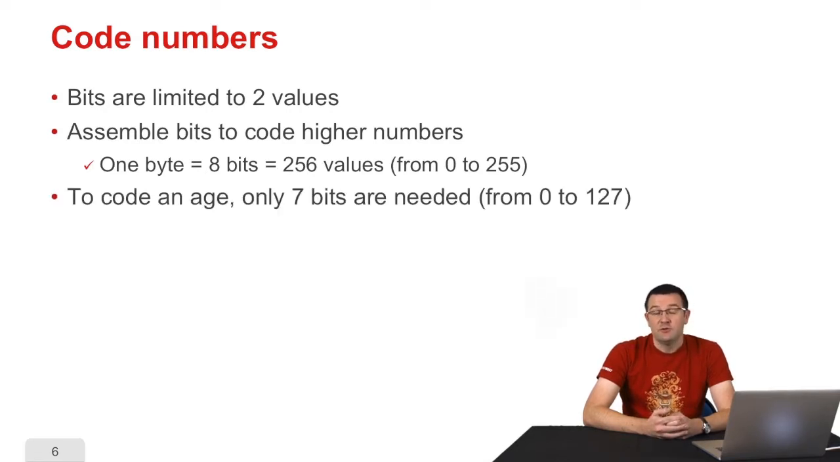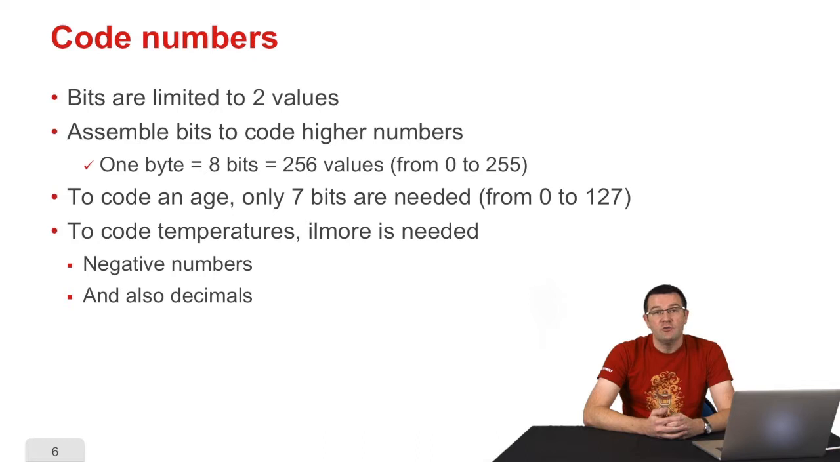With that kind of assembly, a lot of things can be coded. For example, if you want to code an age, you can say an age is roughly between 0 and 127. That can actually be coded with 7 bits. If you want to code a temperature, that's a bit more complicated, because temperature values can have many more variations than just 0 to 127.